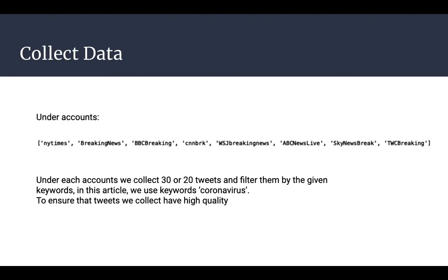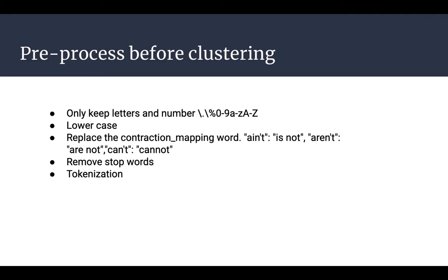For example, first, we collect the tweets under certain media accounts. This way can ensure that the tweets we get are of high quality. In the pre-processing before clustering, we only keep letters and numbers, and we lowercase the sentences. We replace contraction mapping words. For example, ain't becomes is not, aren't becomes are not, can't becomes cannot. Also, we remove stop words and do the tokenization.